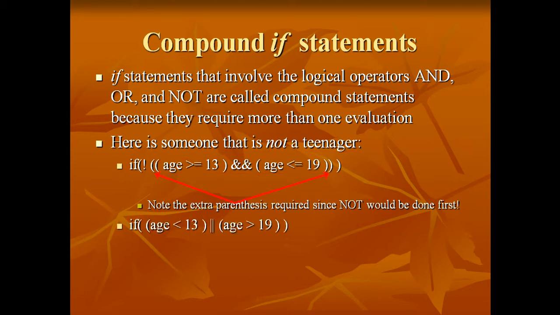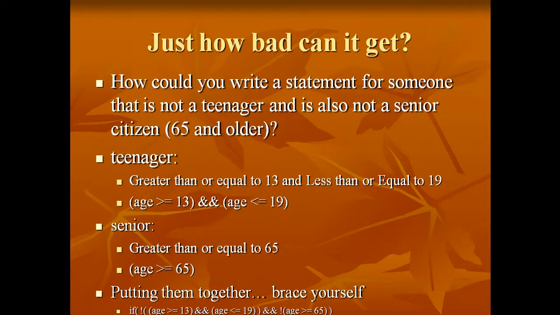However, if I want someone who's not a teenager, the other thing I could say is they're less than 13 years old or they're over 19. So either would work. Generally we want the simplest one. So generally I think you'd prefer to use this here. It uses fewer operations for Java to find its answer when it tries to evaluate to true or false. Now, these things can start to get fairly big if you're not careful with the way you're doing it.